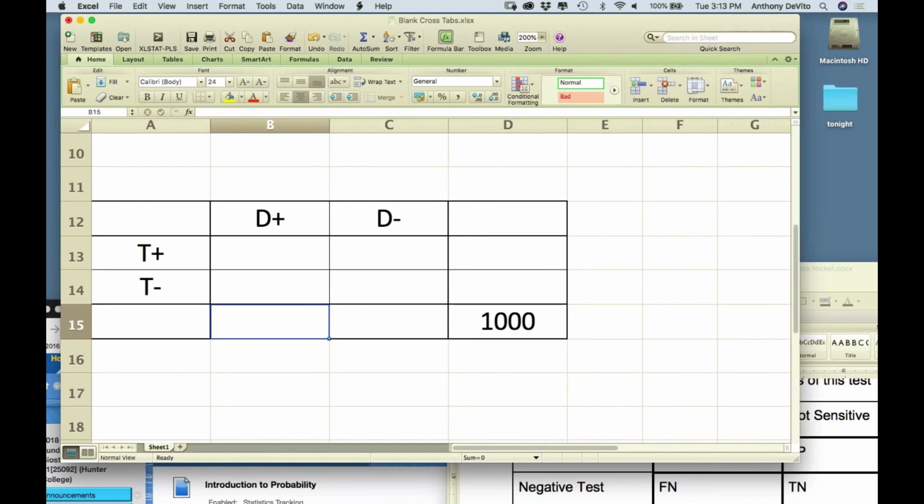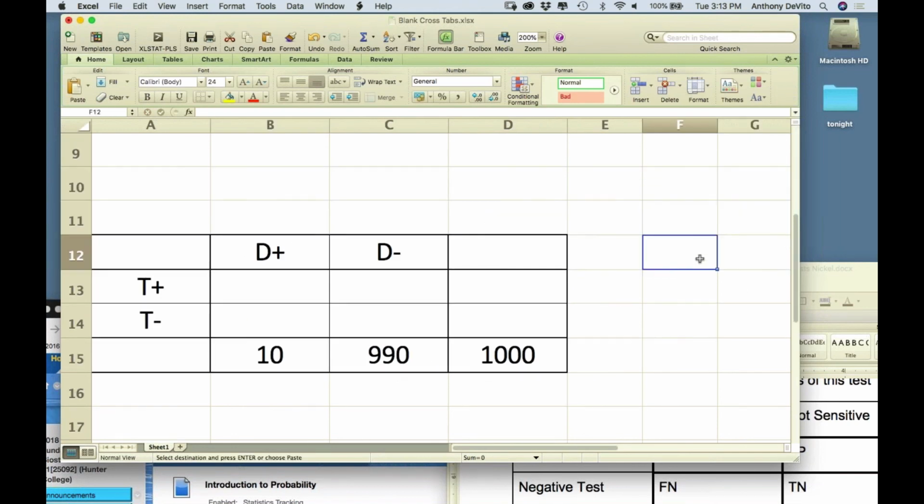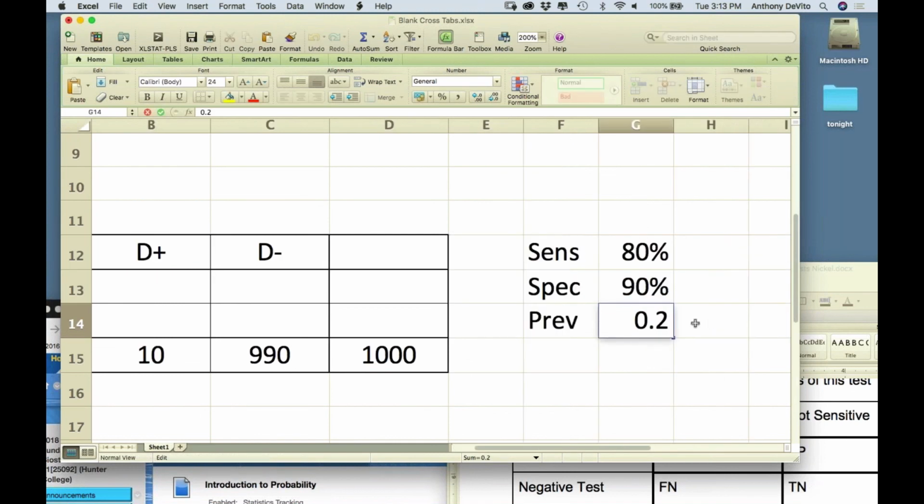1% of 1,000 is 10. 10, right? 1% of 100 is 1, so 1% of 1,000 is 10. Everybody agree with that so far? Okay, so that would mean 990 people don't have the disease out of that random sample of 1,000 people. Remember, nothing else is going to change. Sensitivity and specificity are going to be the same. The only thing that's going to change is the prevalence, which is going to become 0.01 instead of 20%, it's 1%.